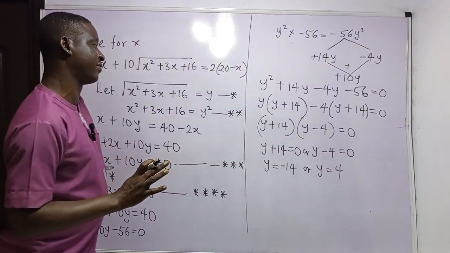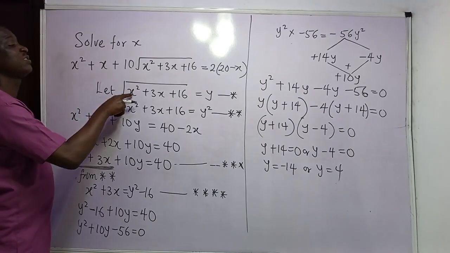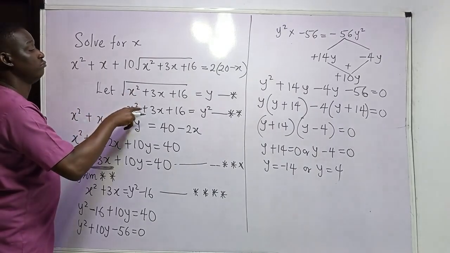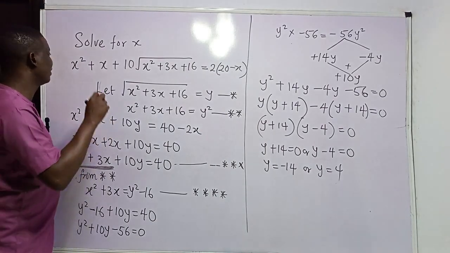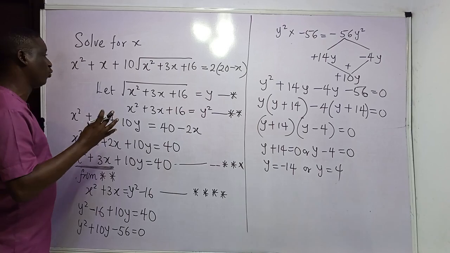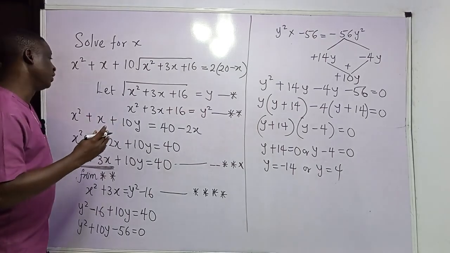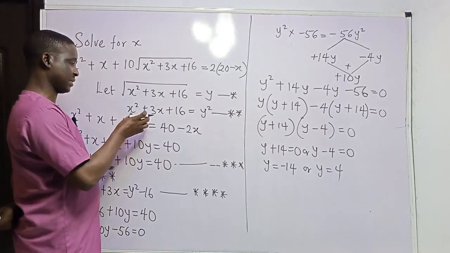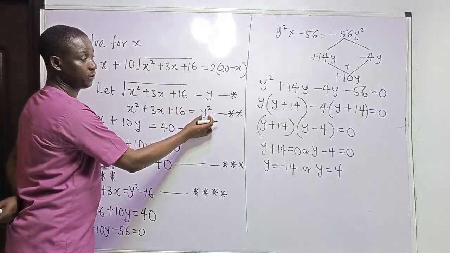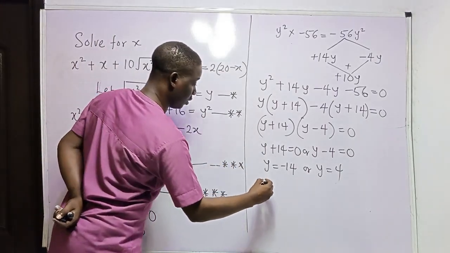We are not done yet. Don't forget we borrowed this particular y initially. It was not given in the question, just to reduce the complexity of the equation. So let's go back to looking for the value of x. We'll substitute y here. So what we would have now is what?